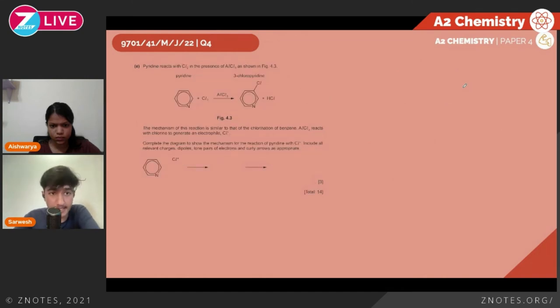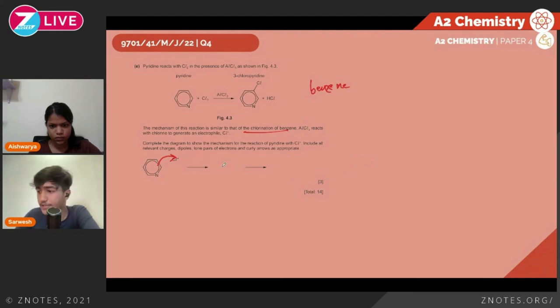Pyridine reacts with Cl2 in the presence of AlCl3. So at a quick glance, this is similar to how benzene reacts. Yeah, that's what it says. Complete the diagram to show the mechanism for the reaction of pyridine with Cl+. So, like in the case of benzene, the ring which is inside it donates its electrons to Cl+.